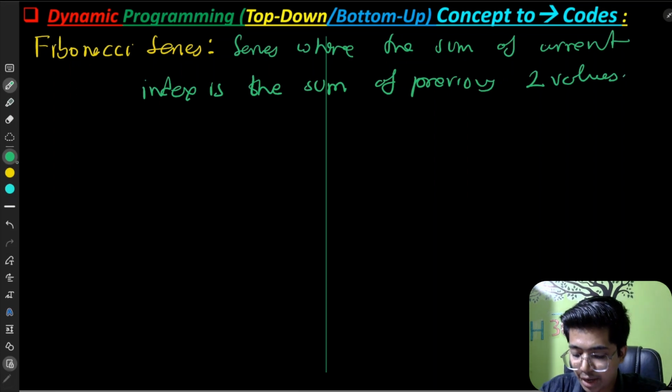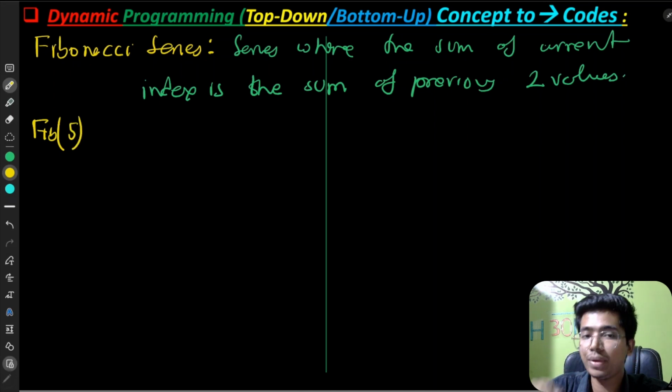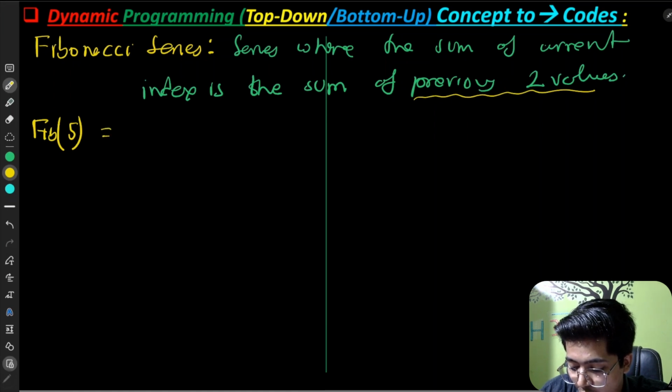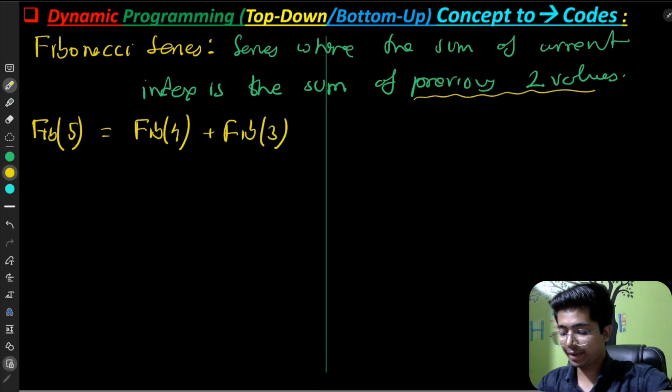So now we'll be trying to get the Fibonacci of 5. What will be the Fibonacci of 5? It will be the Fibonacci of 4 plus 3, because as we said, it is the sum of the previous two values. One will be Fibonacci of 4 and the one before it, Fibonacci of 3. So this is the Fibonacci tree, and we'll be constructing that Fibonacci tree.